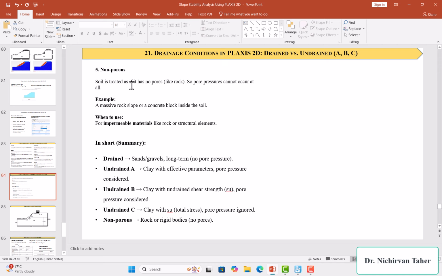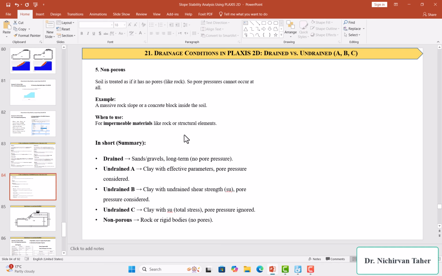So imagine when we have a concrete retaining wall or concrete foundation using a volume element. In this situation, we can use non-porous in terms of drainage condition. And these materials, of course, are impermeable materials like rocks or structural elements.